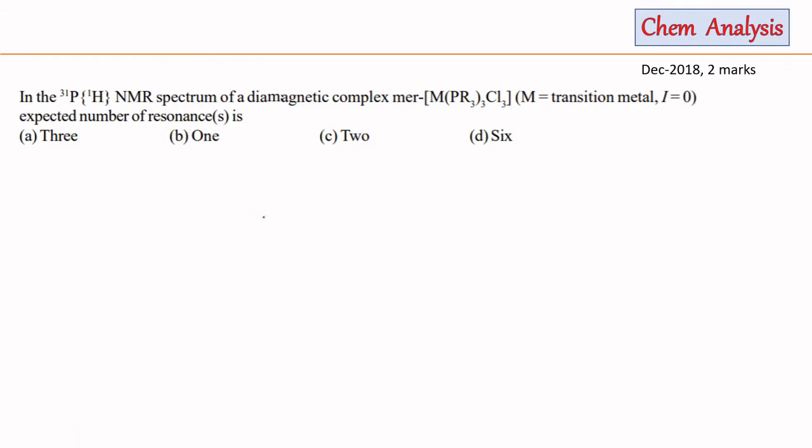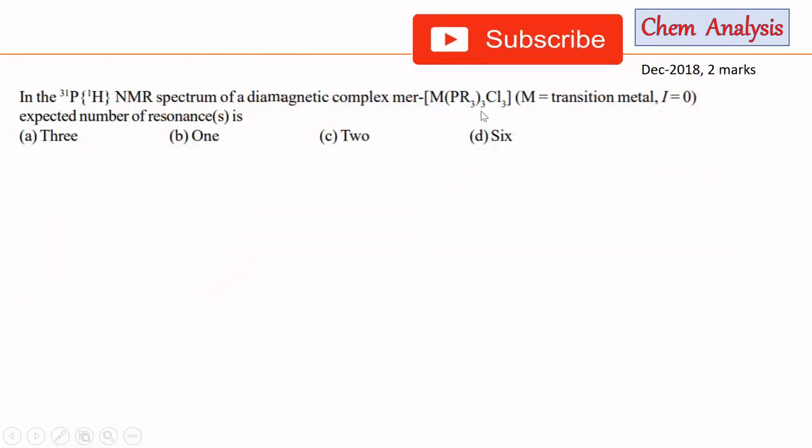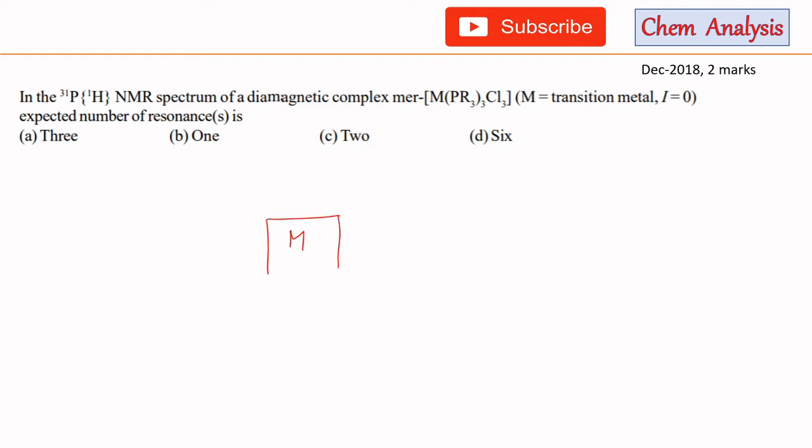If we draw the structure of this complex, it is a meridional Ma3b3 type complex. That means in meridional the plane of the 3 PR3 ligands and the plane of the 3 Cl ligands will be perpendicular to each other, and in facial the planes containing the 3 PR3 ligands and 3 Cl ligands will be parallel to each other. So if we write here PR3, we can see that the plane containing these 3 PR3 ligands and the metal center is perpendicular to the plane containing these 3 Cl ligands and the metal center.